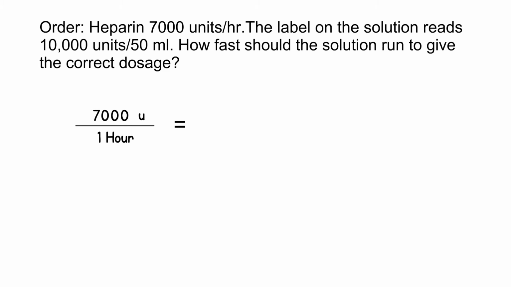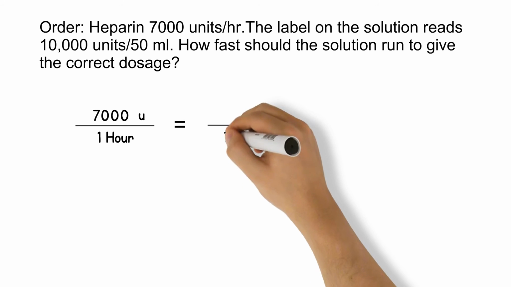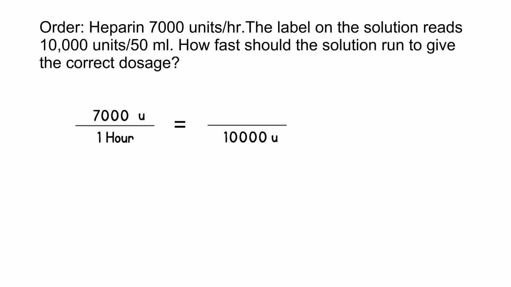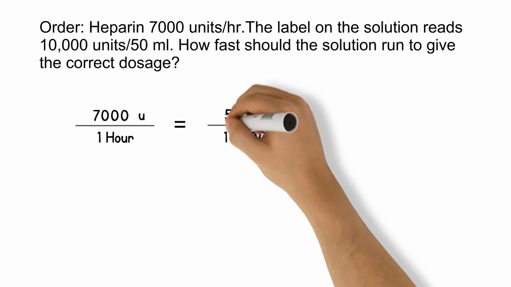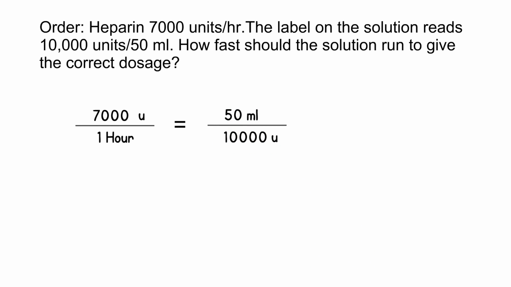Now, since you want to figure out how many mLs per hour you should run the solution, you want to be able to cancel out the units. The way you do that is by putting the 10,000 units on the bottom so you're able to cancel them out. And you put the 50 mLs on the top. If you ever get confused on which one should go on the bottom or top, just remember they can only cancel each other out if they're on the opposite side. So the top right can only cancel the bottom left, and the bottom left can only cancel the top right.